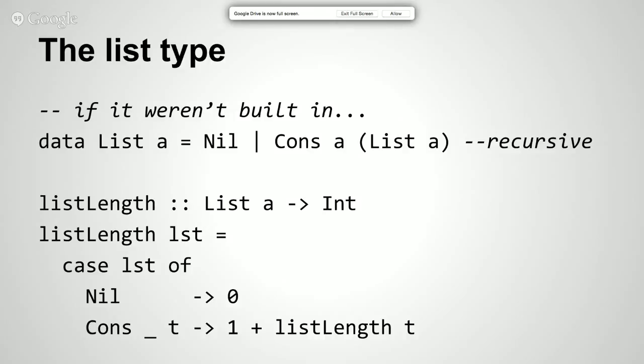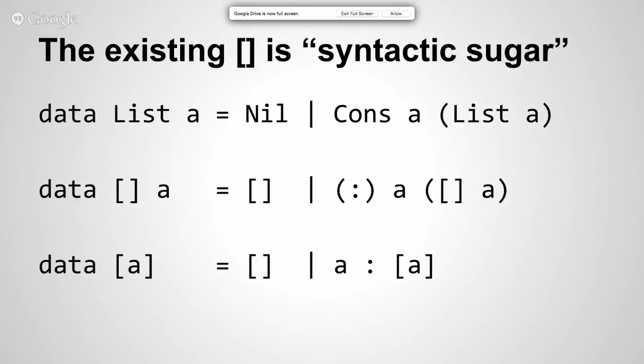Linked, this is the length function on one of these lists. It does a case of, if it sees nil, it's going to return 0. If it sees a cons, then it's going to say, well, it's 1 plus the length of the tail. And the existing notation for lists is just syntactic sugar. So up top, we have list the way I defined it. In the middle, we have it the way it's actually defined, but with prefix operators. And then on the bottom, we have what's more familiar, where we say, OK, A in brackets, that's the type for a list of A's.